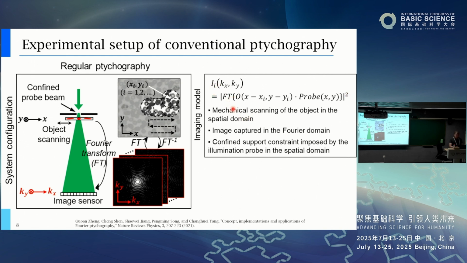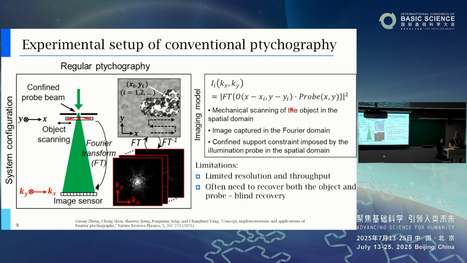You can see there are several points here. You need to mechanically scan the object to different positions. The image is captured in the Fourier space, not the real space, which means that you need to propagate the light for a long distance. And then you need to use this confined aperture to generate the probe beam. There are several limitations here.